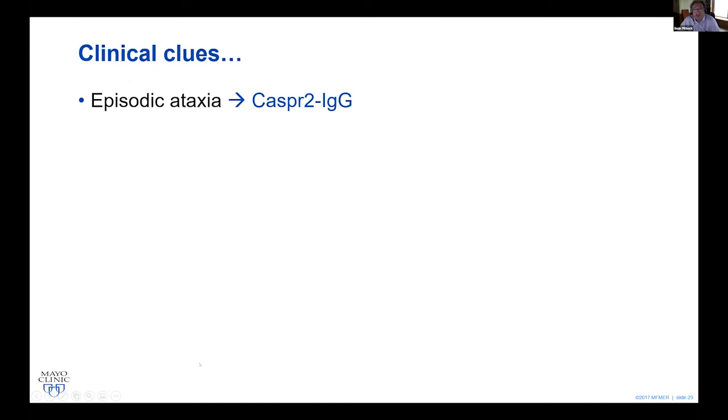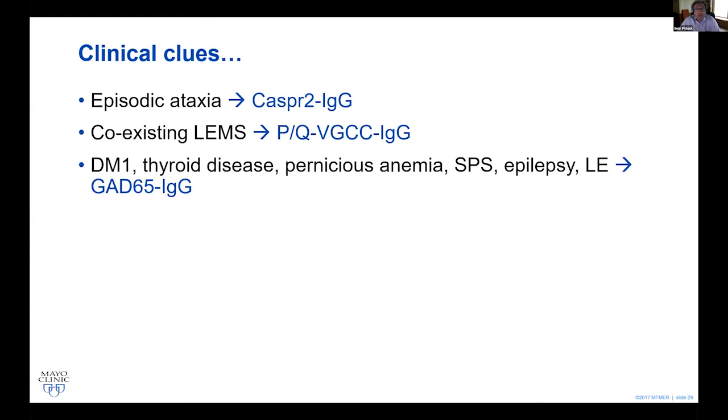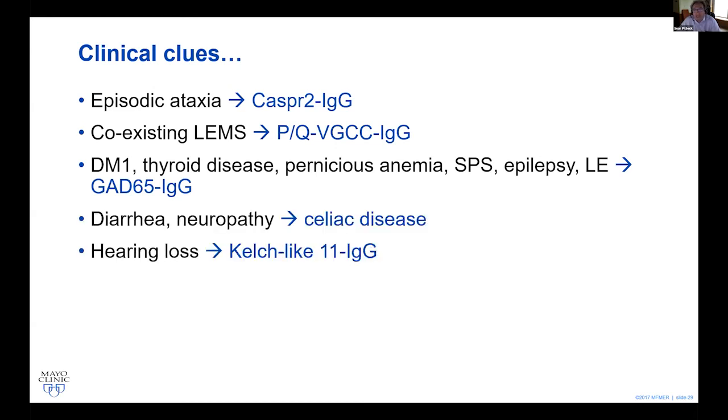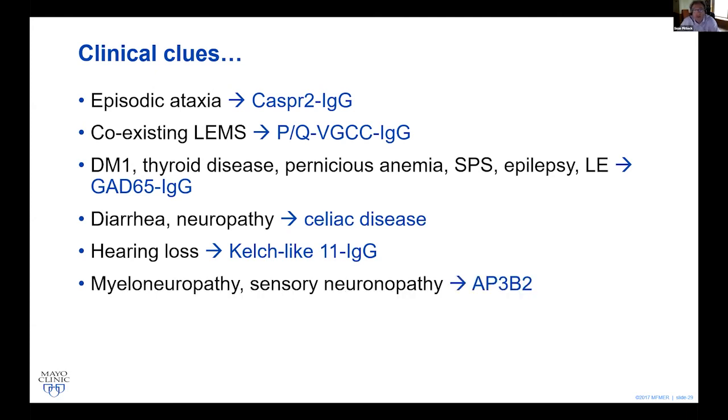And then clinical clues. If patients have episodic ataxia, you can think of Caspr2. If they have coexisting Lambert-Eaton syndrome, think of doing voltage-gated calcium channel of the P/Q type. If they have autoimmune thyroid disease, type 1 diabetes, pernicious anemia, epilepsy, think GAD65 antibody-associated neurological disorders. If they have diarrhea or neuropathy, think celiac disease. If they have hearing loss, think Lgi1. If they have myeloneuropathy and sensory neuronopathy, think AP3B2. If they have dysgeusia, think mGlu1.